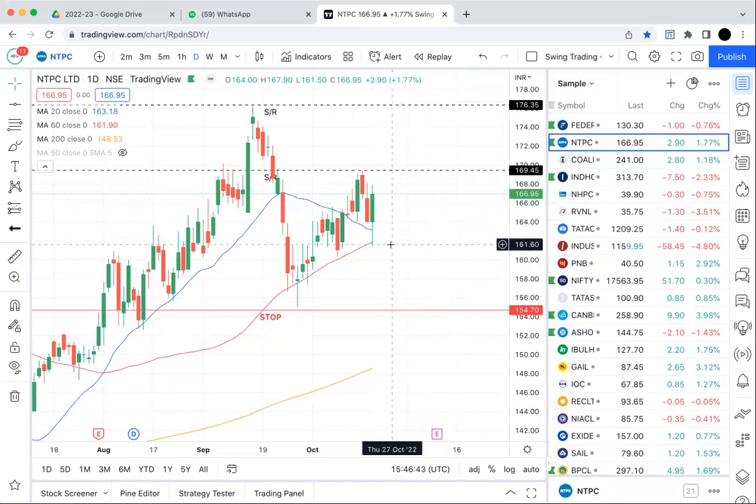Okay, let's review again. Number one, identify the trend. Number two, identify support resistance. Number three, look for a breakout entry. Here it is, the breakout entry. But don't invest everything right there.